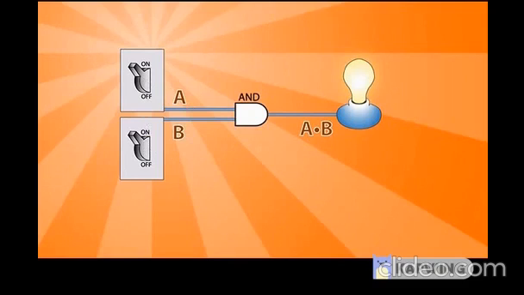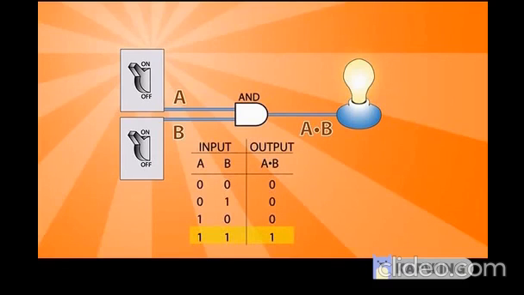So let's have a look at its truth table. You can see in the truth table that only when both switches are turned on, the output will be on, right? And if any of the inputs is 0, then the output is also 0. So AND is very similar to the OR gate, but the output is opposite. You can see over here, if any of these is 0, it turns off.